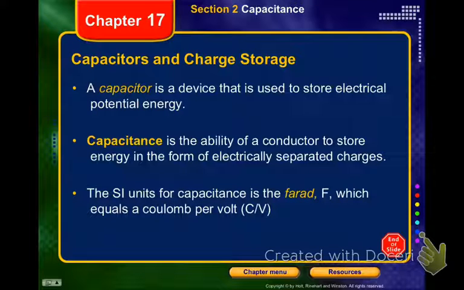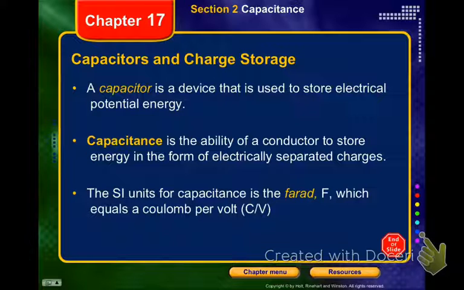This is Chapter 17, Section 2, talking about capacitance. And we've got a few definitions here. A capacitor is a device that's used to store electric potential energy. So if you do build up this potential energy, that's considered electrical potential energy, can you actually store it? And the term capacitance is the ability of a conductor to store this energy in the form of electrically separated charges. And we'll eventually get to a video to show you how capacitors work.